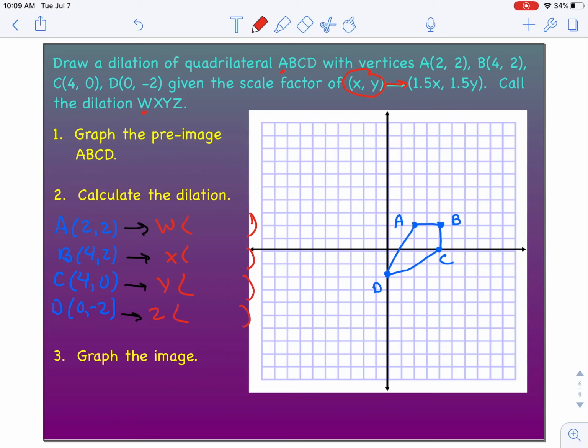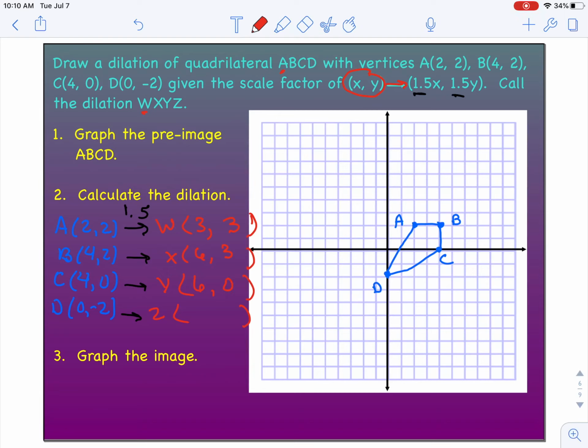So now to calculate the dilation, we take the ordered pair A, which is going to become W, and we multiply the x value by 1.5. So 2 times 1.5 is 3, and 2 times 1.5 for the y is also 3. So my new ordered pair is 3, 3. And again, we're using the scale factor of 1.5. That's this right here. So now when I take these other ordered pairs, I take 4 and multiply it by 1.5, and that gives me 6. I take 2 and multiply it by 1.5, and I get 3 again.